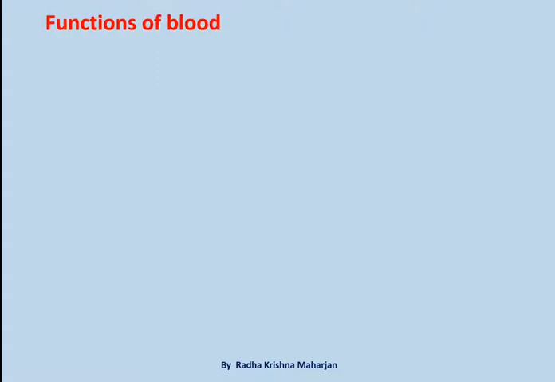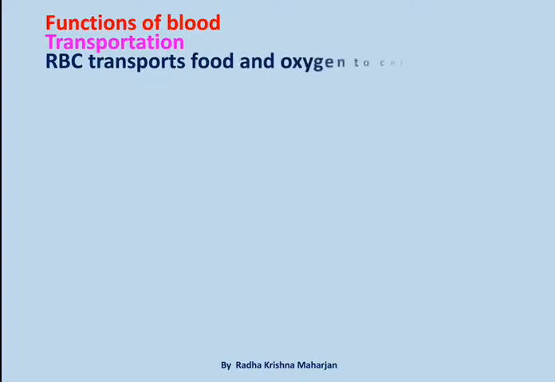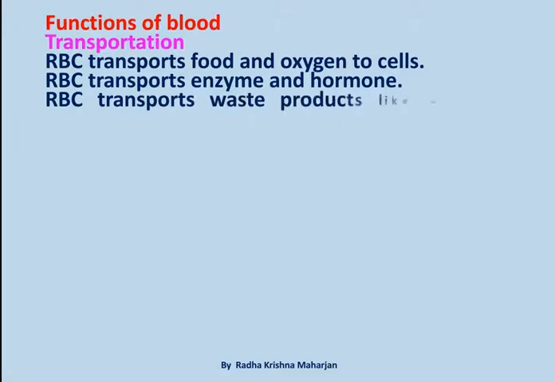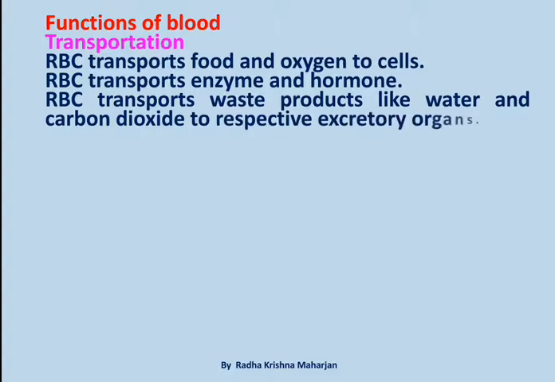Functions of blood. Transportation. RBC transports food and oxygen to cells. RBC transports enzymes and hormones. RBC transports waste products like water and carbon dioxide to respective excretory organs.